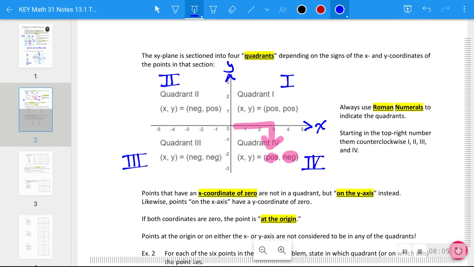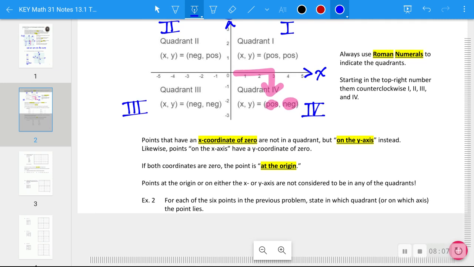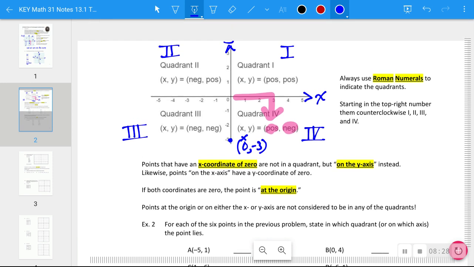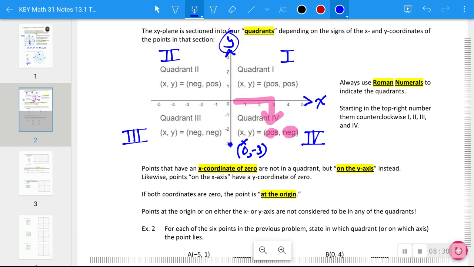They're the ones that are actually on the x and y axis, and we've already highlighted these. If the x-coordinate is 0, for instance, down here is 0 to the right and left, but 3 down, then when the x-coordinate is 0, you're actually on the y-axis. You can see it's on the y-axis. And vice versa. When the y-coordinate is 0, you're on the x-axis.